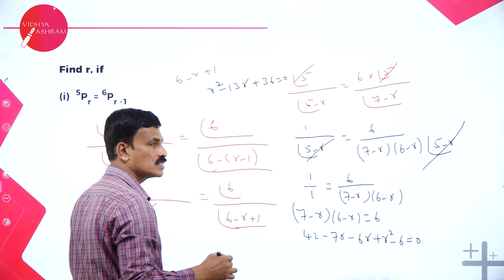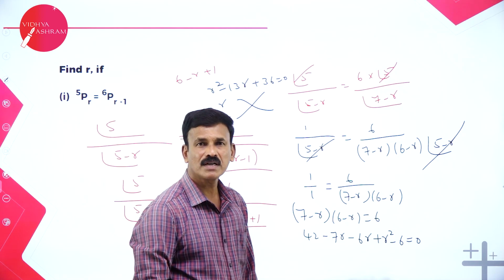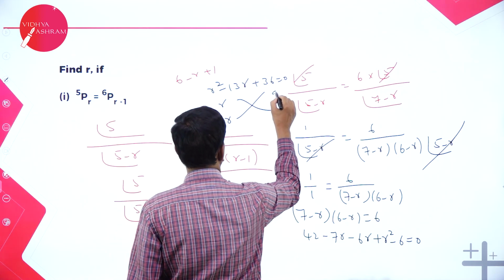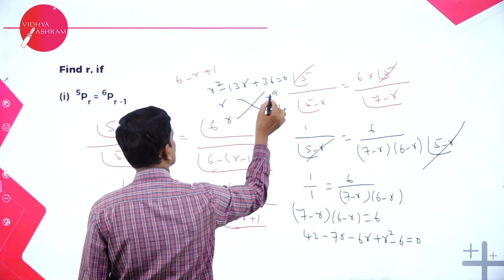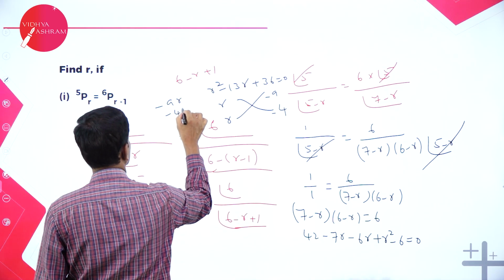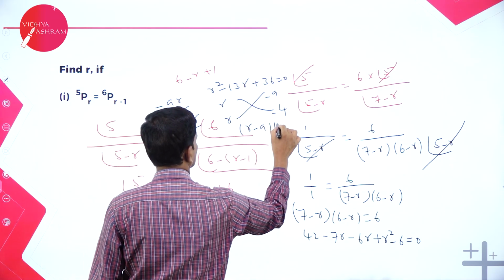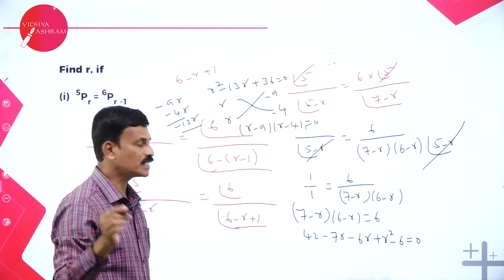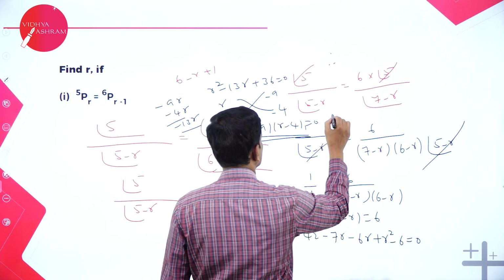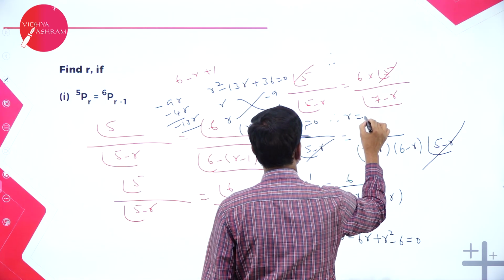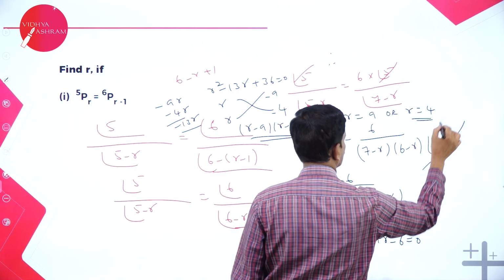Now factorize this. Just apply the cross multiplication. This is R into R. 36 factors are 9 into 4. 9 fours are 36. If you add, this is minus and minus. Minus into minus plus. If you add minus 9R minus 4R, you will get minus 13R, the middle term. So that is by finding the middle term. Now what are the factors we are going to get? (R minus 9) into (R minus 4) is equal to 0. Therefore, the value of R is equal to 9, R is equal to 4.